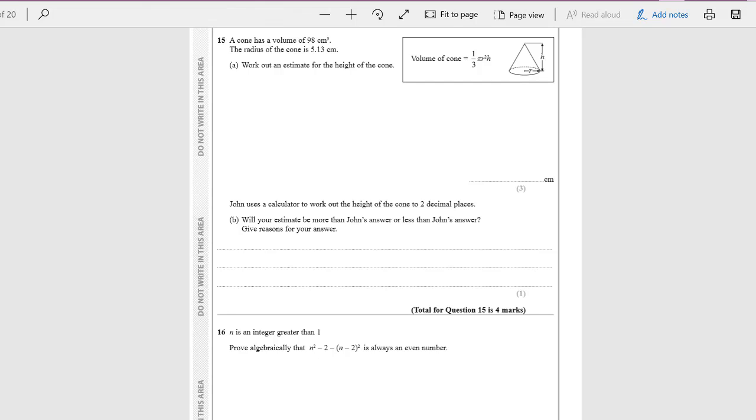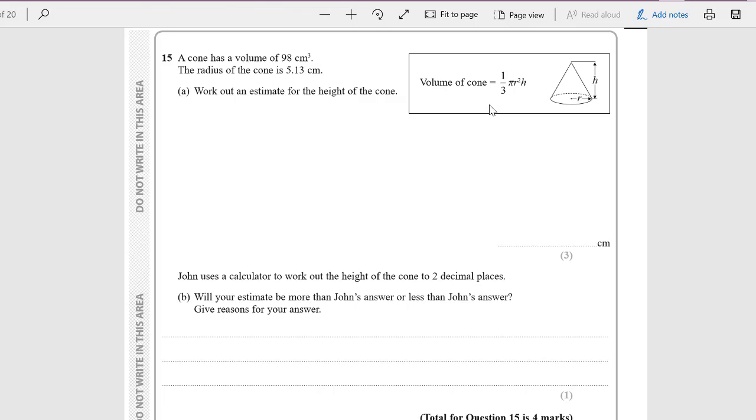Question 15. A cone has a volume of 98 centimeters cubed. The radius of the cone is 5.13 centimeters. Work out an estimate for the height of the cone. So you have the formula here. Let's zoom in slightly.